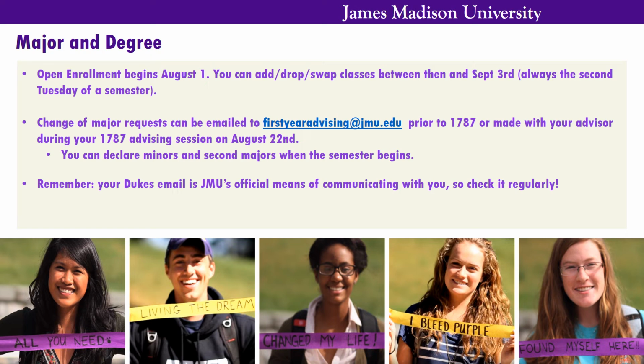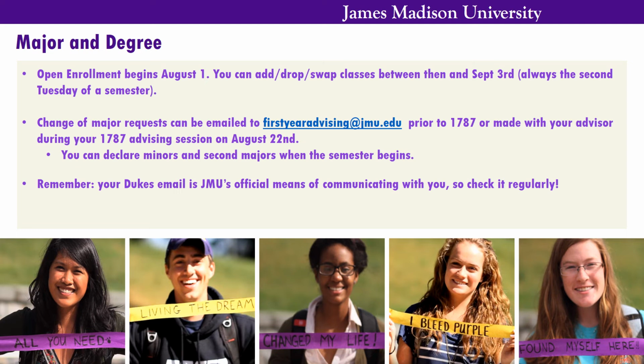So, some more information about your major degree. By now you should have gone through the first semester enrollment worksheets and the modules, so you should have a decent idea of what you need to select for the fall semester. And you can make adjustments to your schedule on August 1st. So open enrollment begins. That's when you'll be allowed to go in and adjust your schedule or add any additional classes to your schedule. That actually opens at 12 o'clock a.m. on the 1st, so very early in the morning.